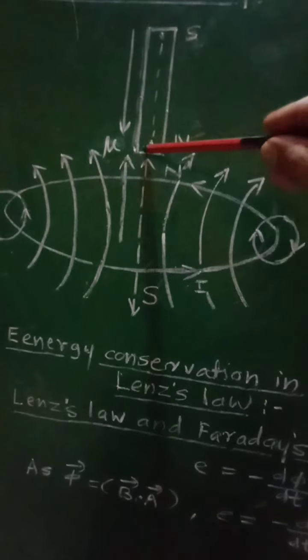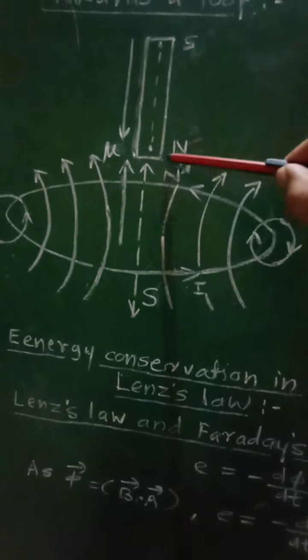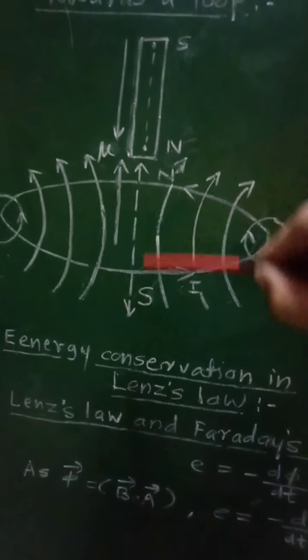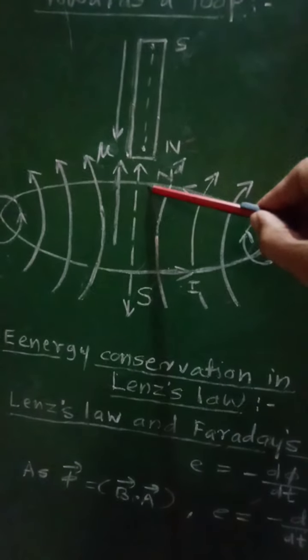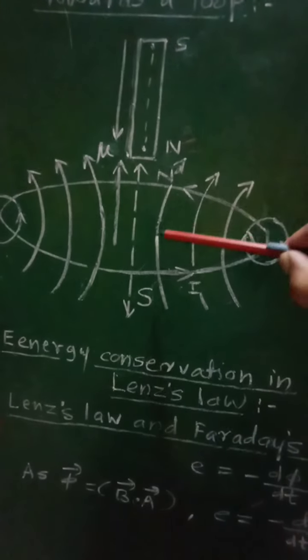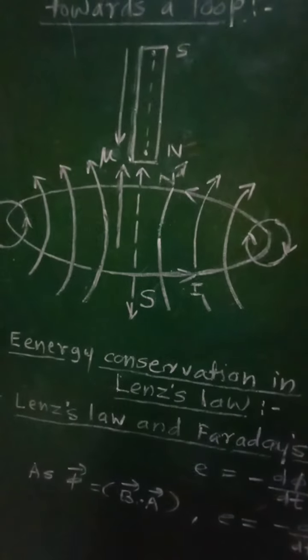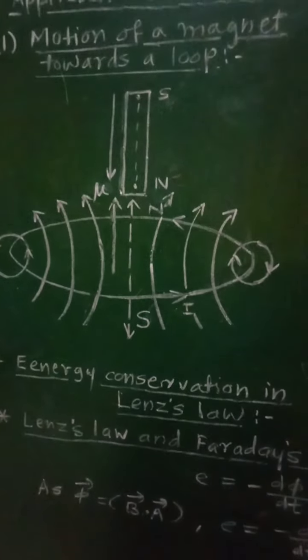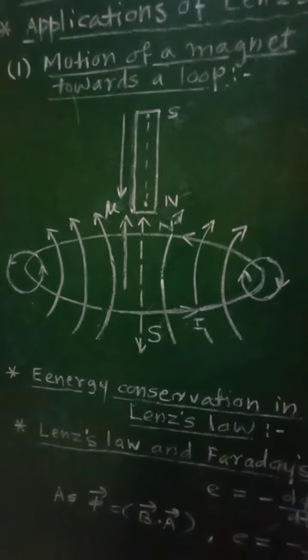So when this magnet is moved away from this circular loop, these polarities will get changed. This will become S, this will become N, and therefore the current set up in the circular loop will be in the clockwise direction. That is, the direction of flow of current will get reversed as compared with the first case.